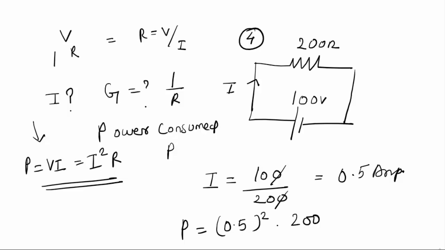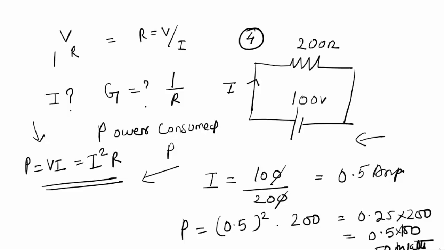is 200. So this is equal to 0.25 into 200, which is equal to 50 watts. So the unit of power is watts, and this is equal to 50 watts. So this is again an application of Ohm's law and the equation of power in a circuit, which is given by I square R. So this kind of problem can be easily solved.